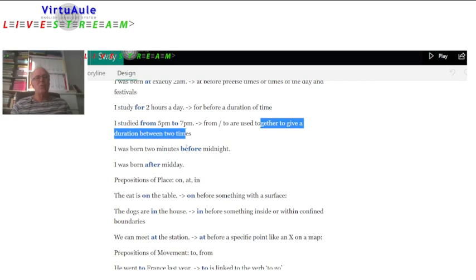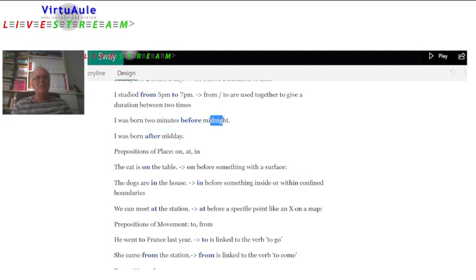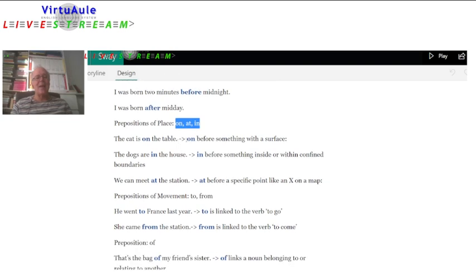I was born 2 minutes before midnight. That's before midnight. I was born after midday. Midnight is the opposite of midday. It's also called noon. Let's look at the prepositions of place: on, at, and in. The cat is on the table, on before something with a surface. So on the table, on the floor, on the map, on the book.